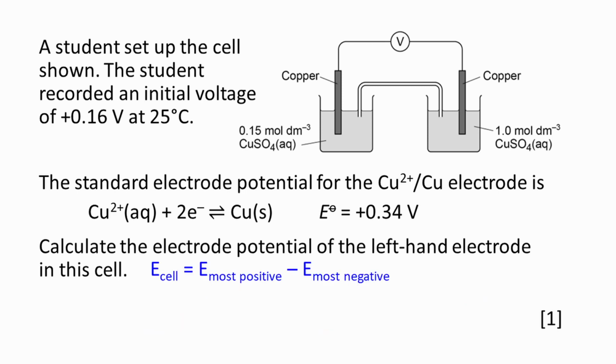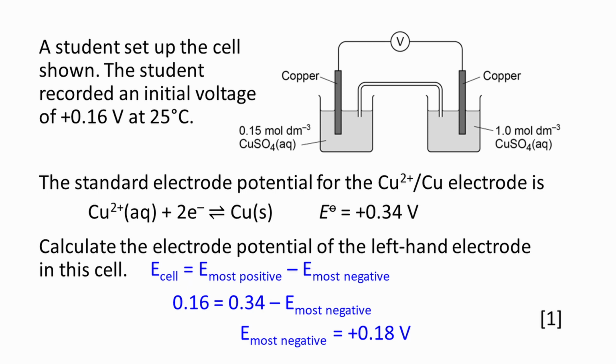E cell is equal to the electrode potential of the most positive electrode, subtract the electrode potential of the most negative electrode. Substitute the values given in the question into this equation. The electrode potential of the left-hand electrode works out to be plus 0.18 volts.